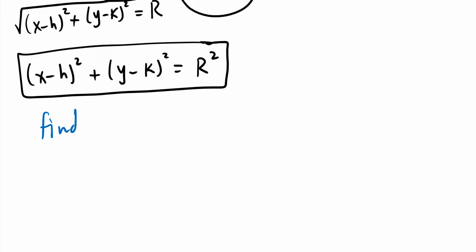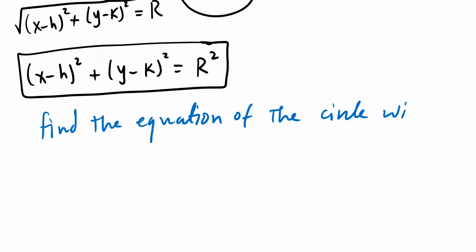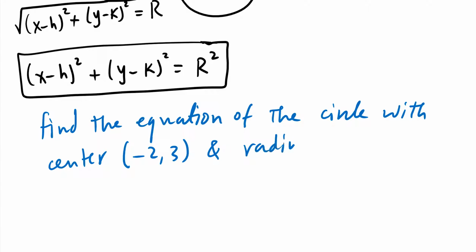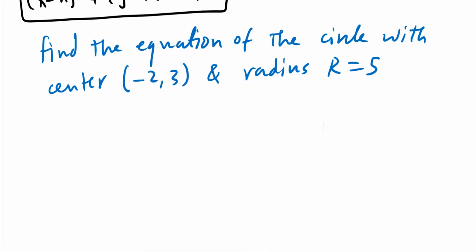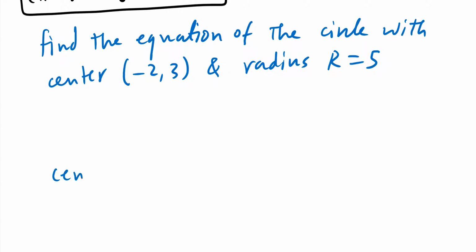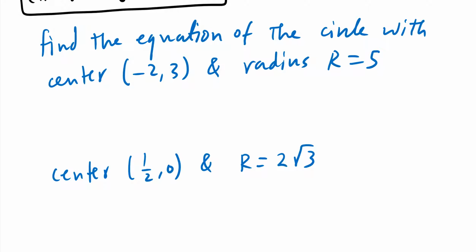Find the equation of the circle with center (-2, 3) and radius r equals 5. And we're going to see another example. Let's say center (1/2, 0) and radius 2 square root of 3. Well, the equation says (x minus h) squared plus (y minus k) squared equals r squared. This is h and this is k.